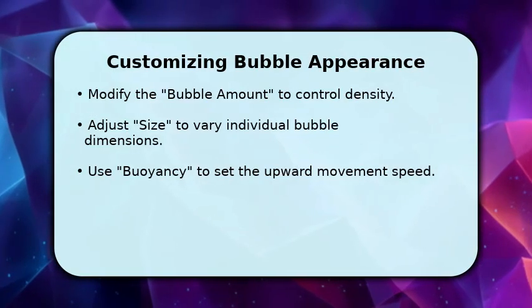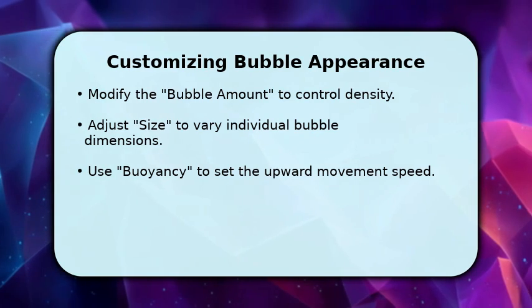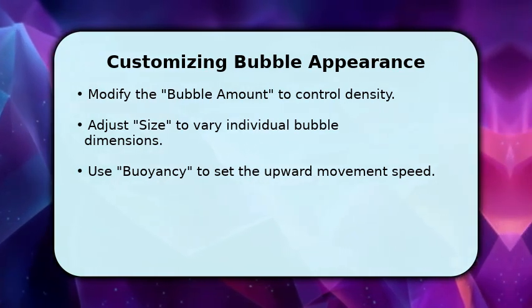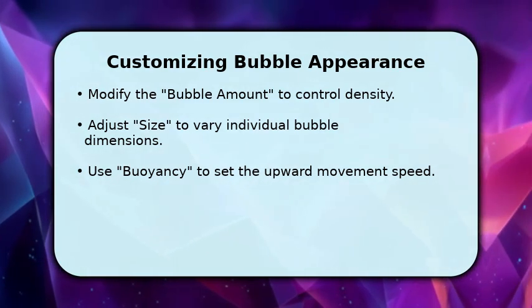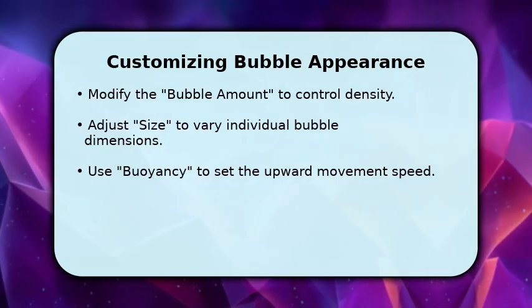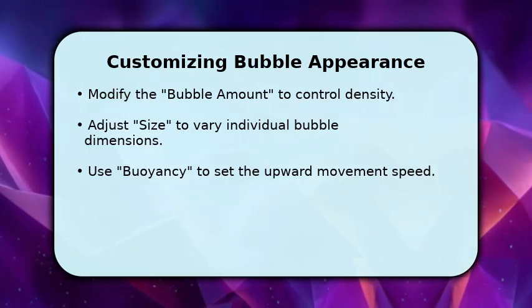Now, let's refine the look of your bubbles. In the Effect Controls panel, locate the bubble amount parameter. A value of around 50 often works well for a moderate density. Adjust the size to make bubbles larger or smaller, perhaps between 5 and 15 pixels.